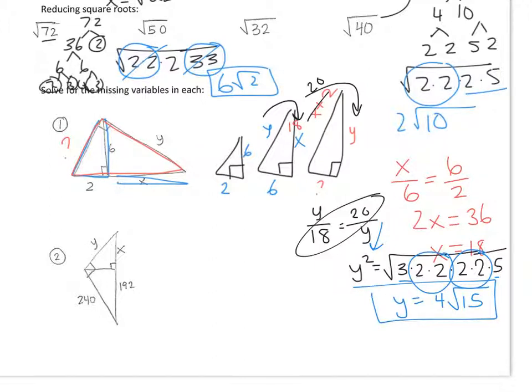And then number 2, I'm going to set up the 3 triangles. So we have a small triangle right here.